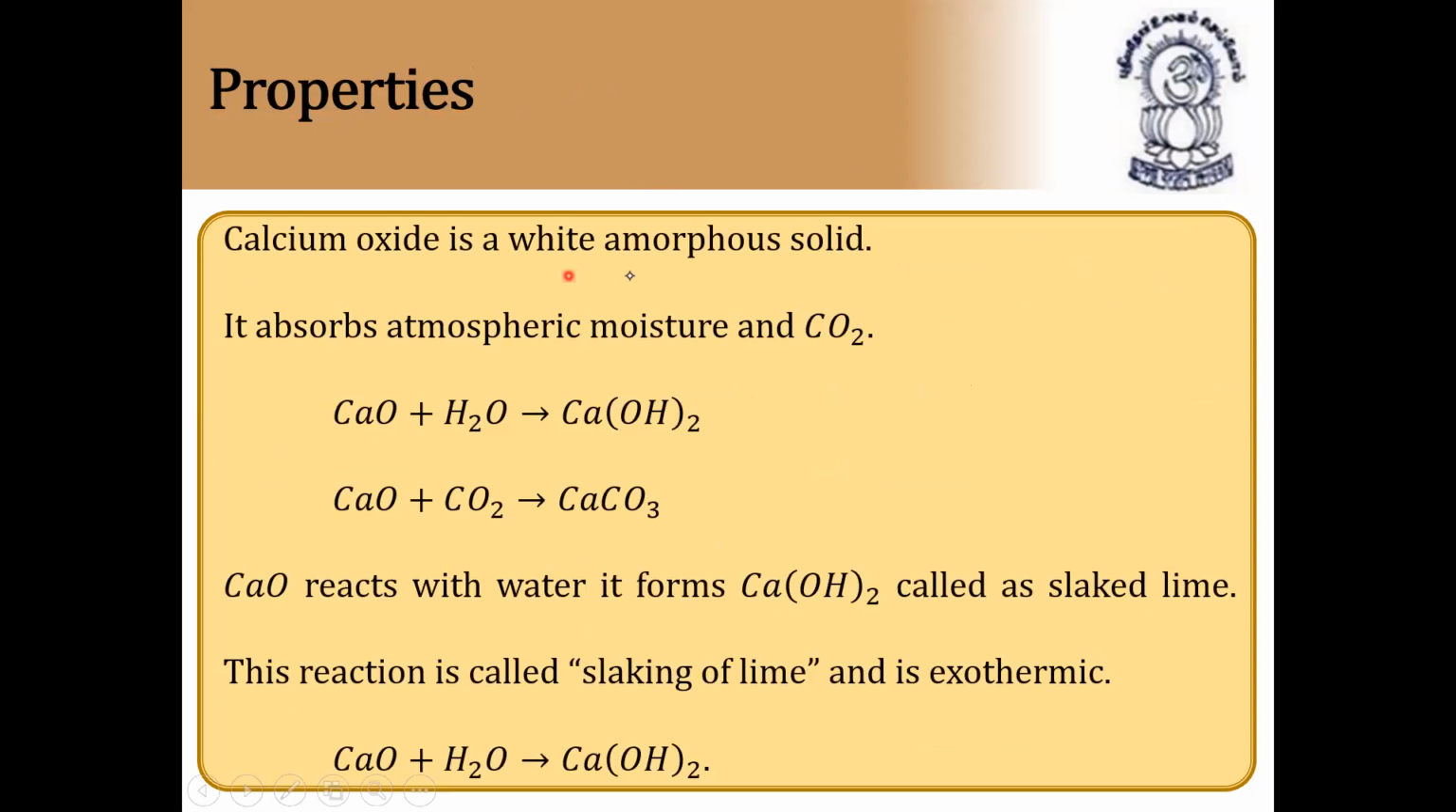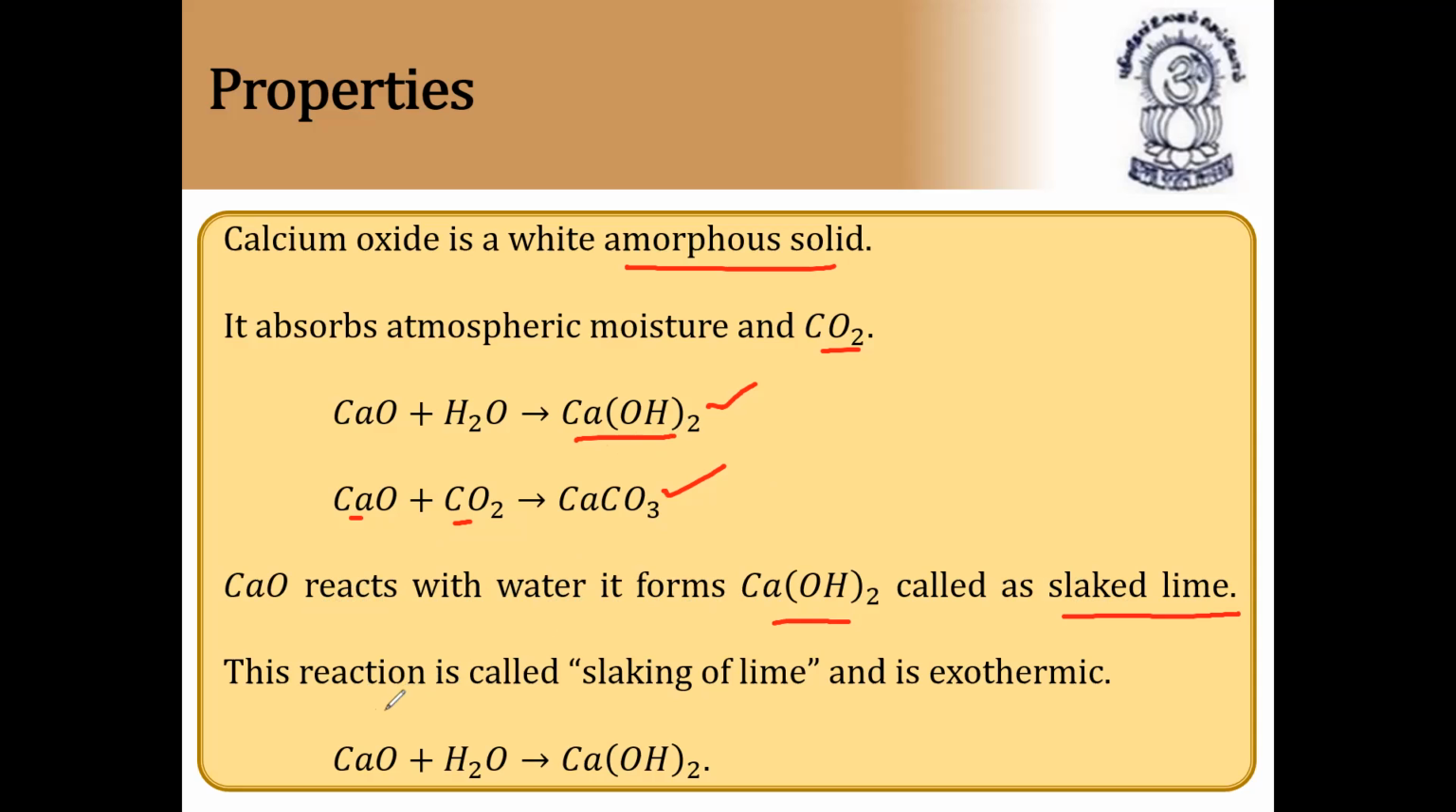Calcium oxide is a white amorphous solid. It absorbs atmospheric moisture and carbon dioxide. So calcium oxide on reaction with water forms calcium hydroxide, and on reaction with carbon dioxide, again forms calcium carbonate. Calcium oxide reacts with water to form calcium hydroxide, which is also called slaked lime.